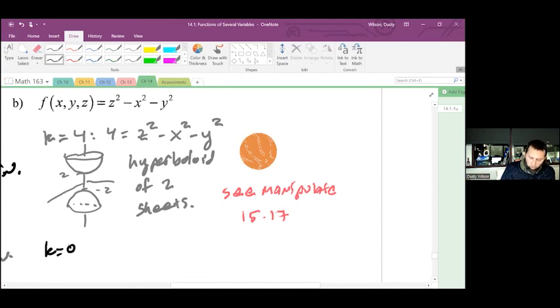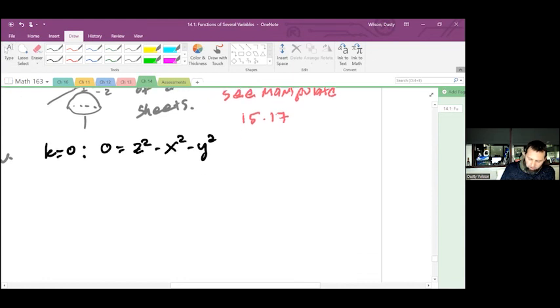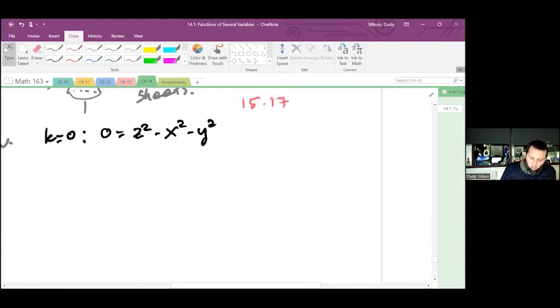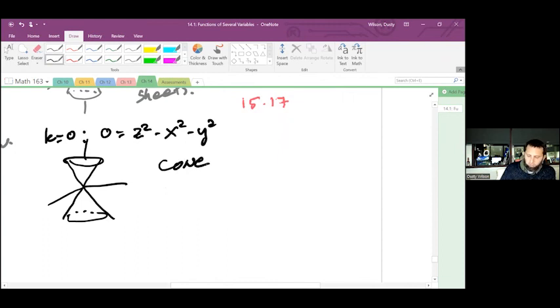So then we let k equal 0. Notice I went down by 4. And so now I've got 0 equals z squared minus x squared minus y squared. And I'm hoping that you recognize this is the cone that we had earlier on in the section. So this is our cone, something like that. It's a cone that has both a top and a bottom part.